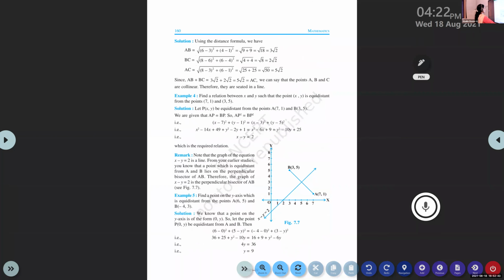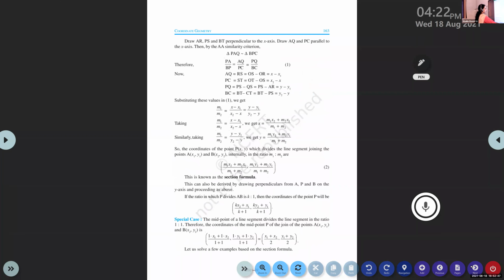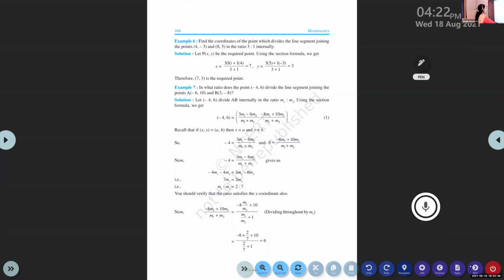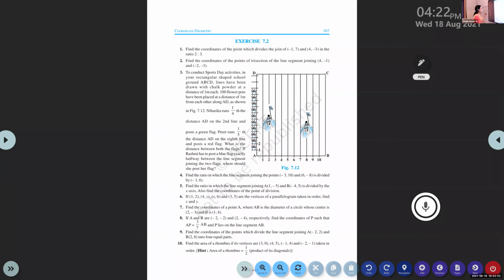So this is your NCERT textbook. I want to discuss one question. That question is from the NCERT textbook and that is an important case study question.